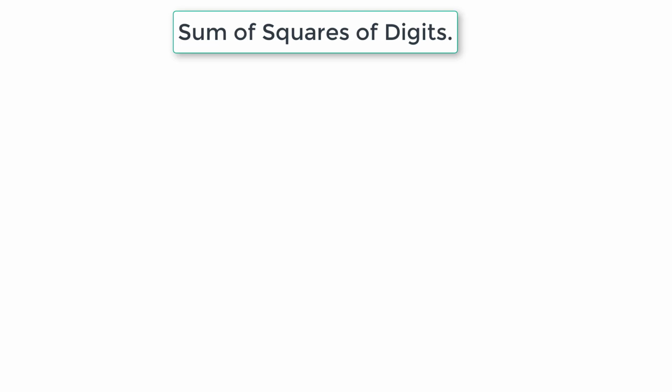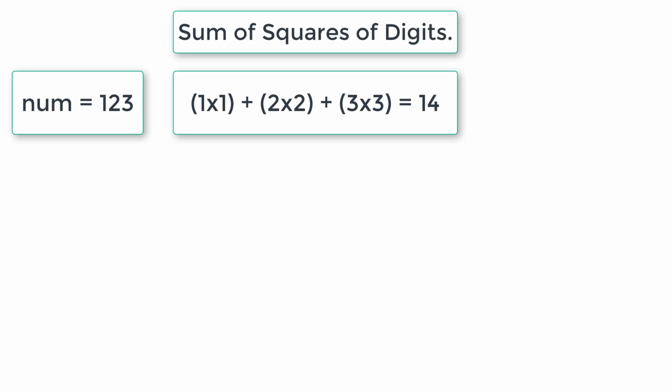Let's write a C program to find the sum of squares of digits of a user entered number. If the user enters the number 1, 2, 3, then we fetch the individual digits of this number, square them and add them. In this case, 1 square plus 2 square plus 3 square is 14. So 14 is the result.